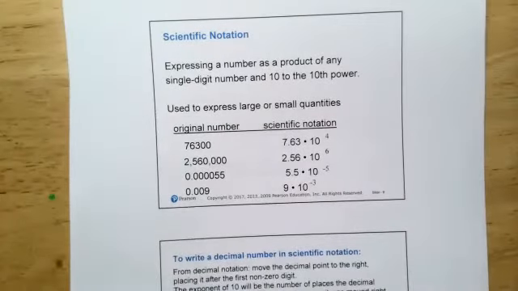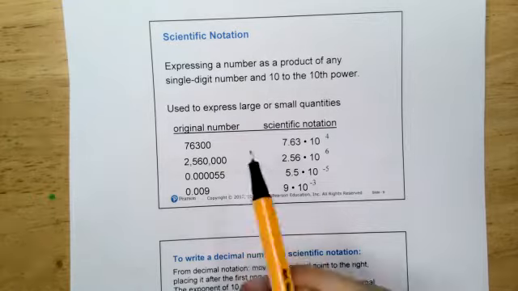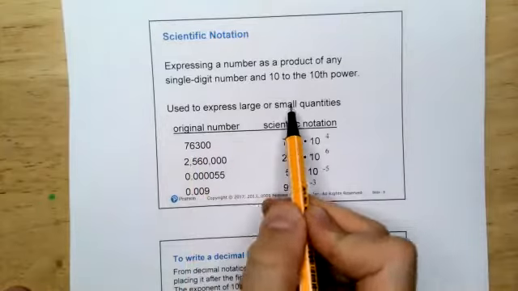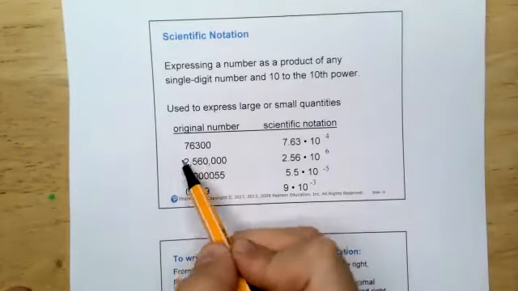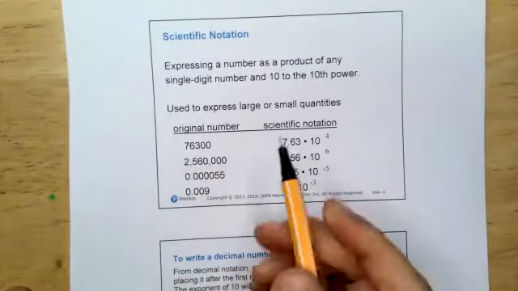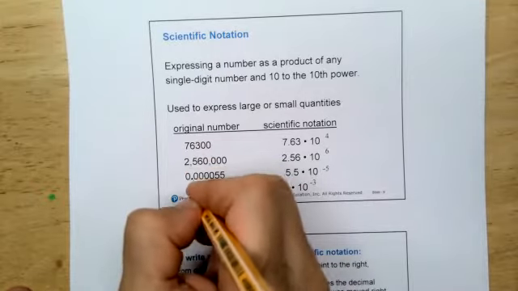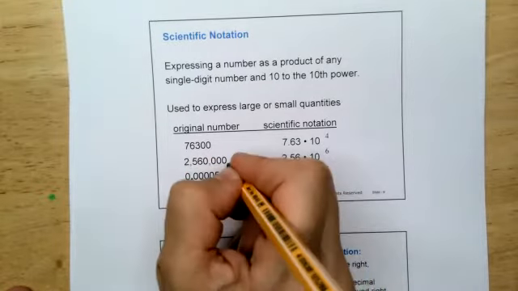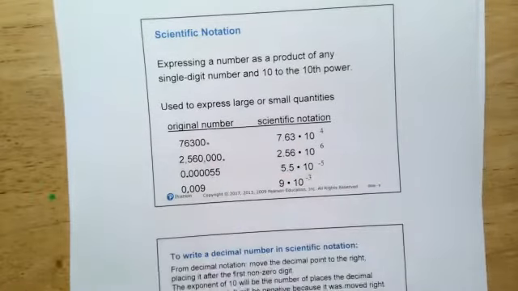All right. What we mean when we say scientific notation is that we are expressing a number as a product of any single digit number and 10 to a power. Okay. So we use it to express large quantities or small quantities. These two are very big numbers. These two are very small numbers because here's the decimal point for the small numbers, and then here's the decimal point for the big numbers.